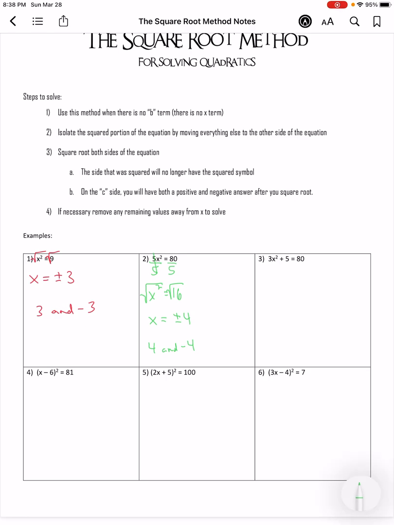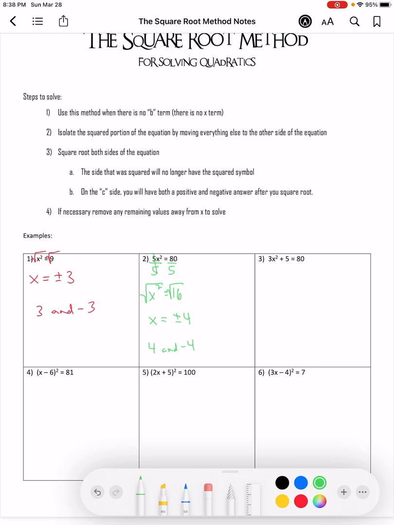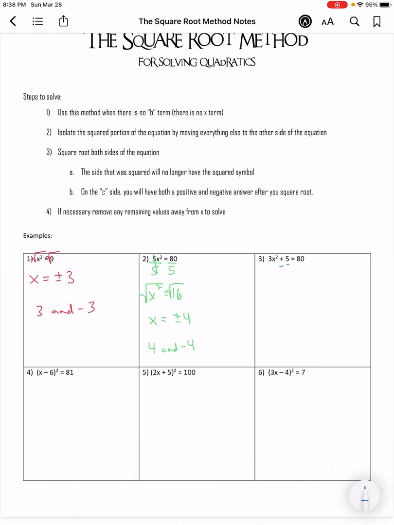All right, let's look at our third example. In our third example, we have 3x squared plus 5 equals 80. So I've got to move anything that's not squared to the other side, and we're going to treat it just like a two-step equation. The first thing I'm going to do is move the 5, so I'm going to subtract 5 from both sides. So we have 3x squared equals 75.